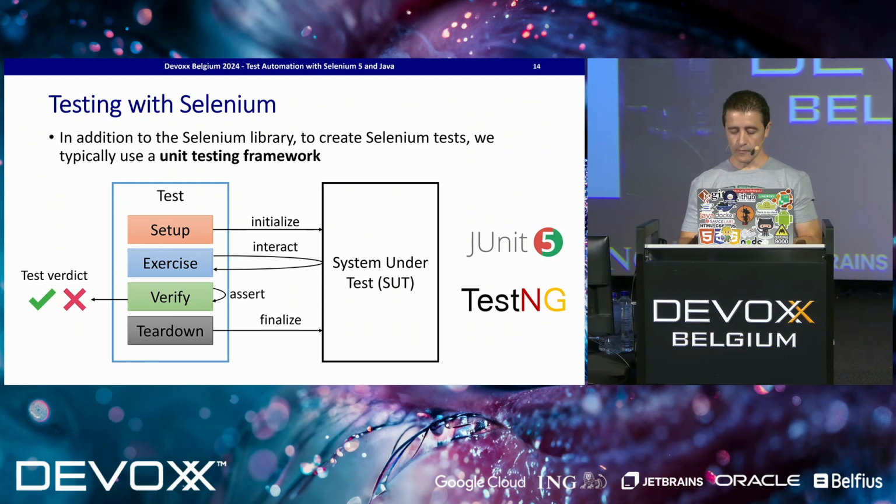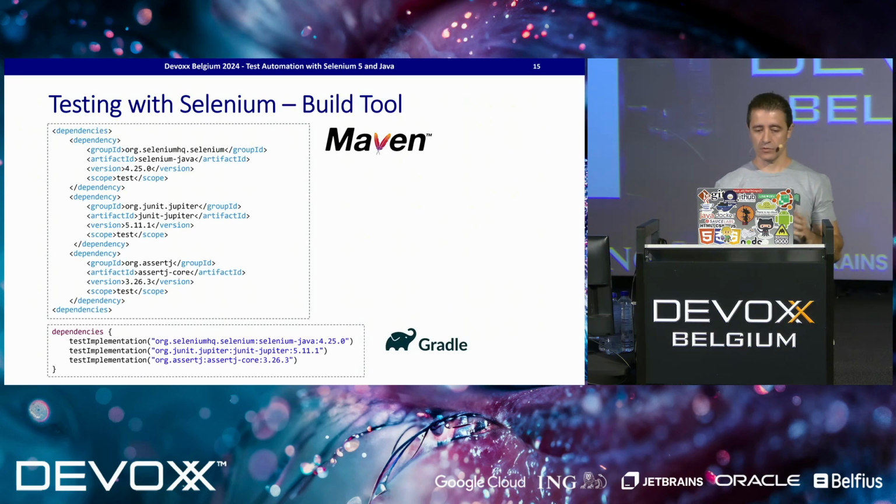Then, of course, we are going to need a build tool, right? We need to resolve the Selenium Java dependency, the JUnit Jupiter dependency as well, typically for the unit testing framework, and other tools. For example, AssertJ is a library I like very much for creating readable assertions, right? So, yeah, we typically will use Maven or Gradle to resolve all the dependencies in our project. Notice that we are using the test scope in both cases because now we are creating tests, not creating the actual software, but the test for our system under test.